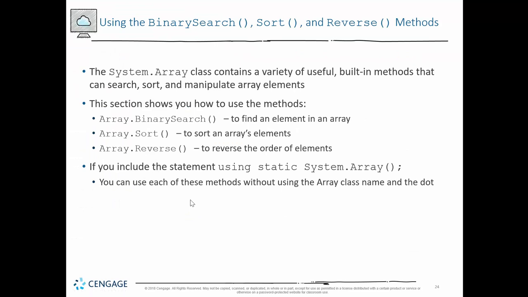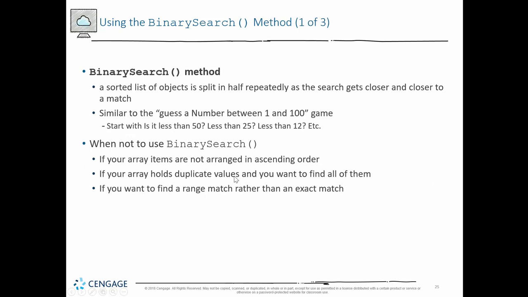This section shows Array.BinarySearch, and guess what? I kind of already showed you that when I gave you the example before. Array.Sort sorts array elements, and Array.Reverse reverses them. If you include using static System.Array at the top of your program, then you can use any of these and you don't have to say Array dot. You can just say BinarySearch or Sort or Reverse.